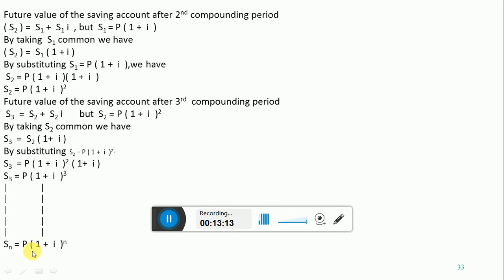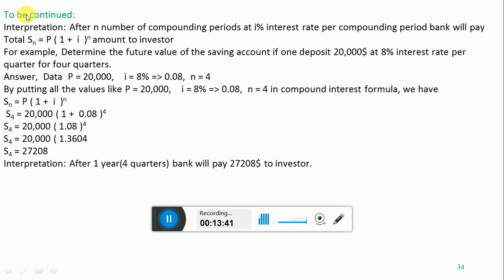So we develop the formula for the compound amount. The future value formulation of the compound amount is Sn equal to P multiplied by (1 plus i) whole raised to the power n. We can use this formula to compute the future value of the compound amount, or to compute the future value of the savings account. To be continued.